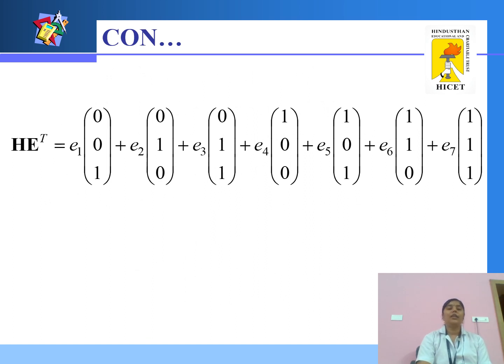So H into E transpose is E1 into the column matrix 0, 0, 1, plus E2 into 0, 1, 0, plus E3 into 0, 1, 1, plus E4 into 1, 0, 0, plus E5 into 1, 0, 1, plus E6 into 1, 1, 0, plus E7 into 1, 1, 1.